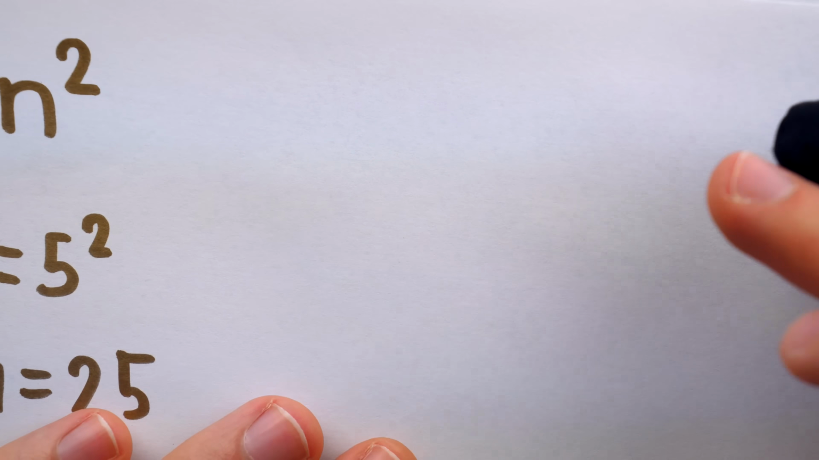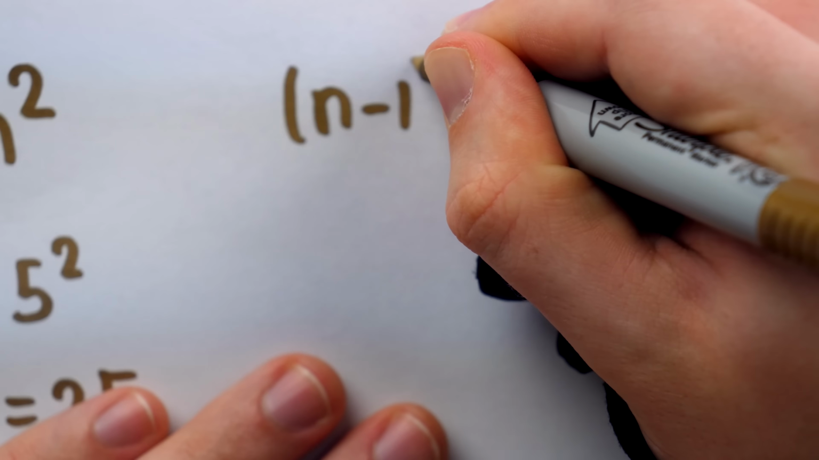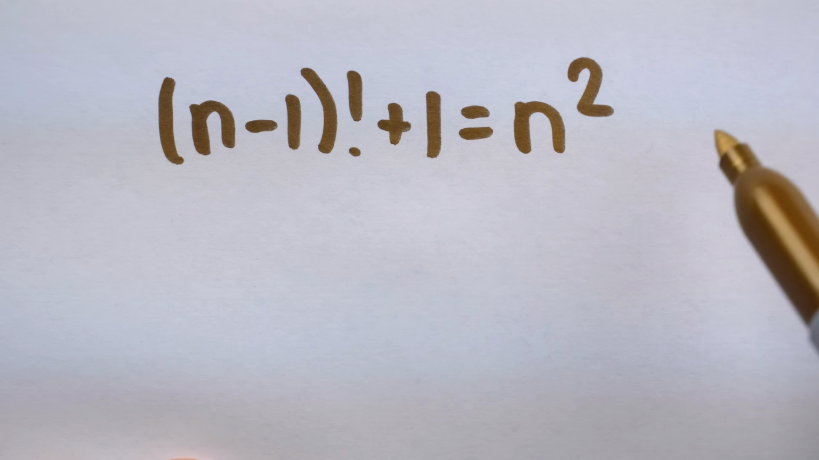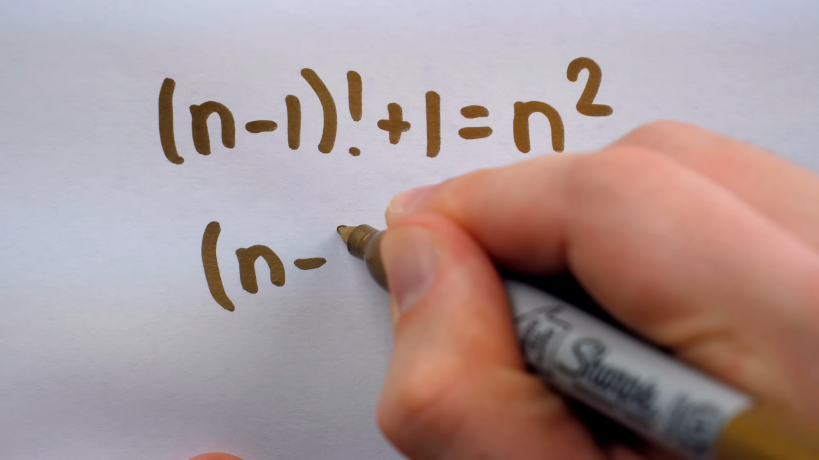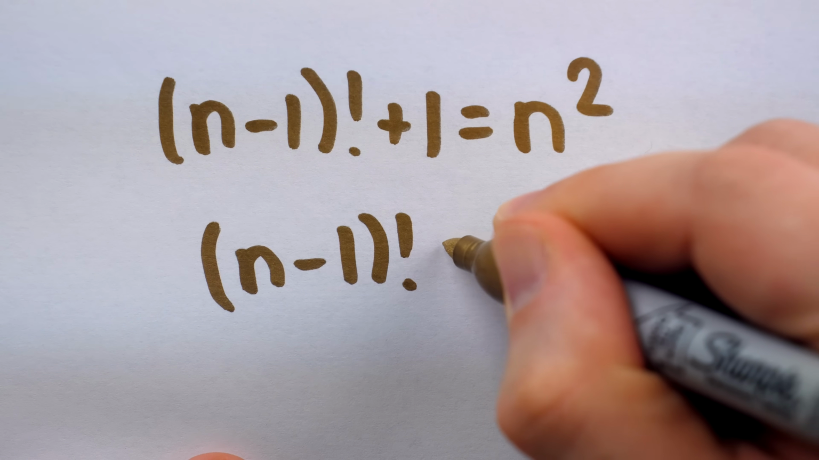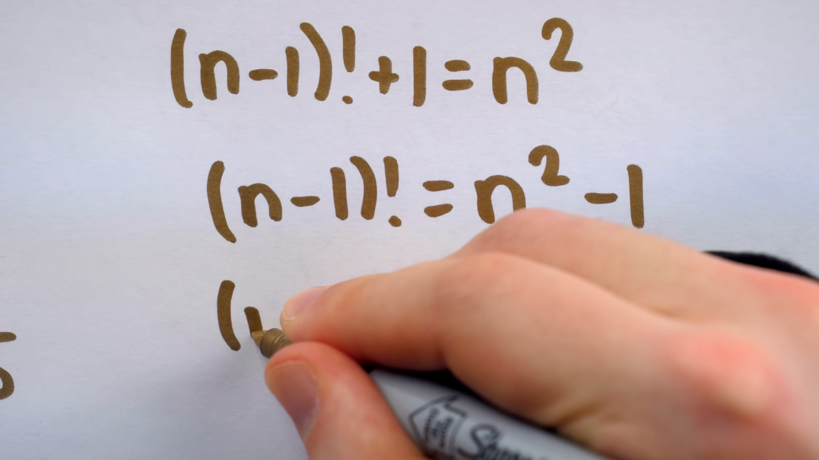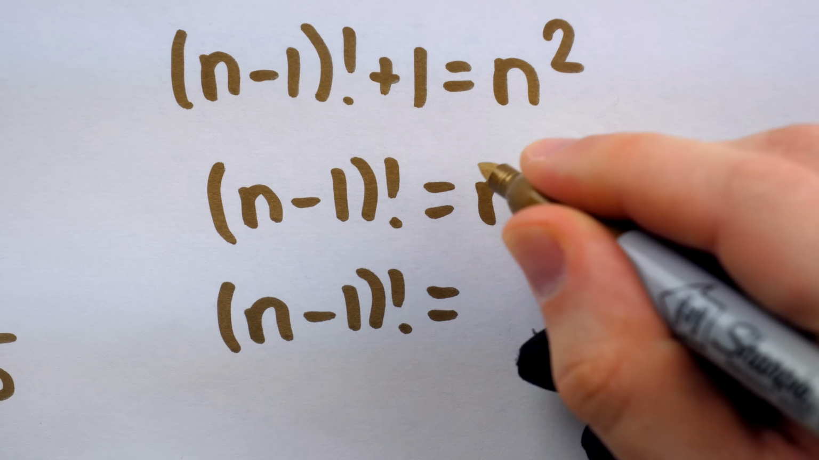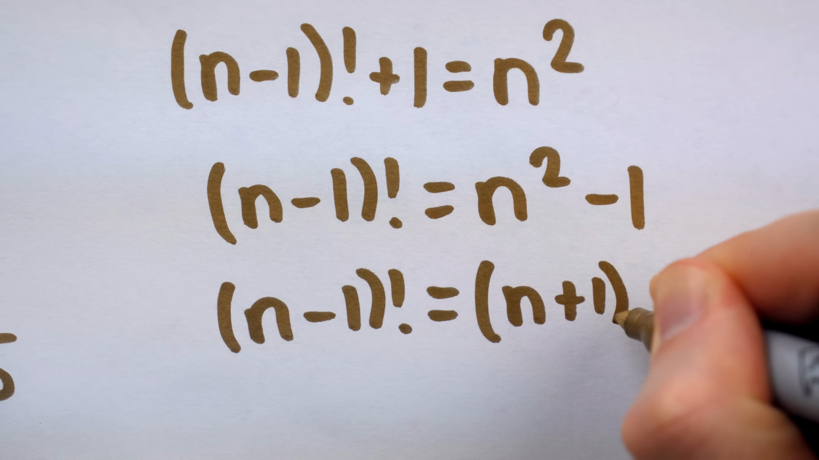However, if we want more algebra and less guess and check, we could do that as well. If we imagine subtracting 1 from both sides, the right side becomes promising, because it's a difference of squares. We would then have (n minus 1) factorial equals n squared minus 1. You should certainly know how to factor a difference of squares like we have on the right. This factors into (n plus 1) times (n minus 1).